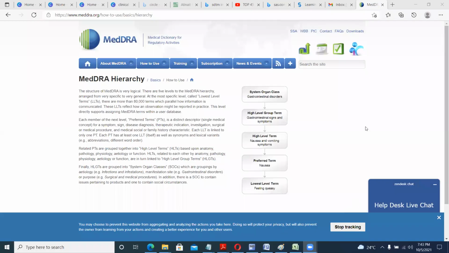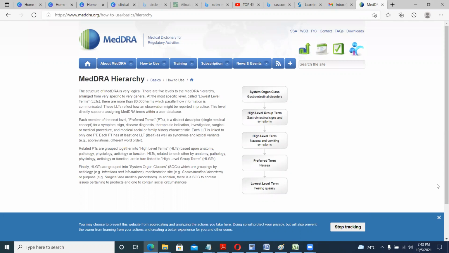Okay, now listen to me carefully. With this you will get an idea. This is MedDRA, the Medical Dictionary for Regulatory Activities. This is the full form of MedDRA. What do you mean by this? Very simple. First, let me explain what MedDRA is.